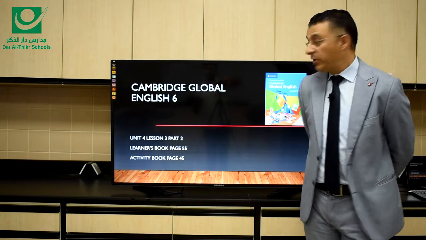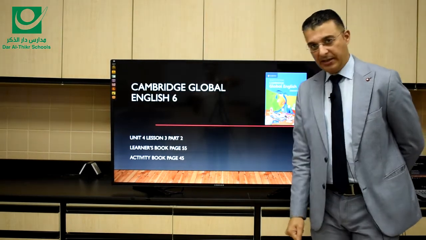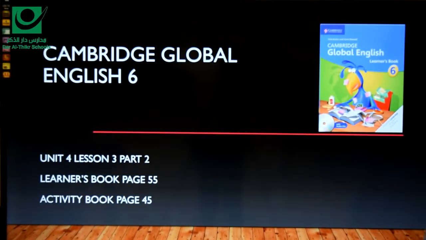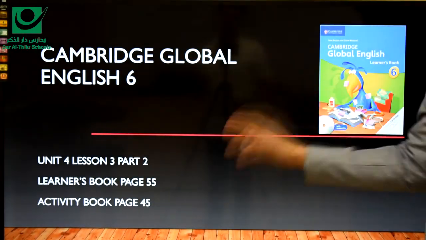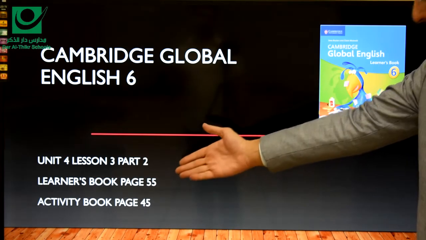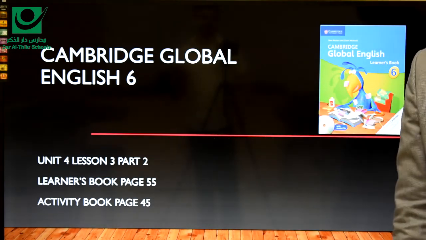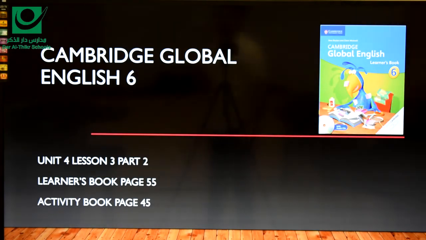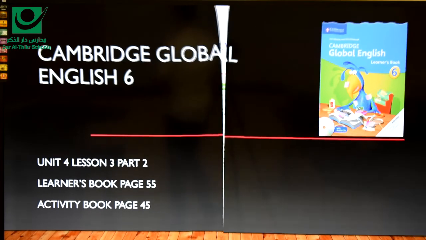Again, we'll continue with the Global English 6. Unit 4, Lesson 3, this time Part 2. Learner's Book, page number 55 and Activity Book, page number 45. So, please be ready with the books and let's start.